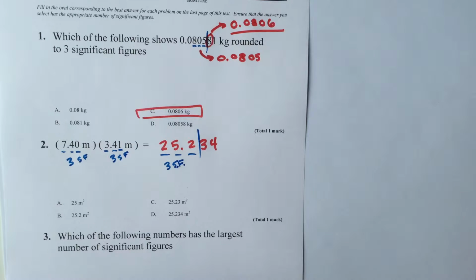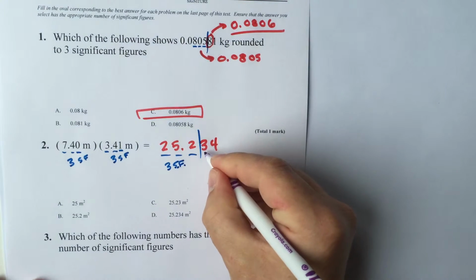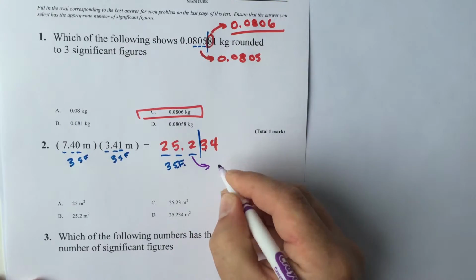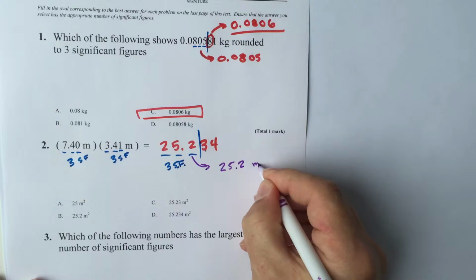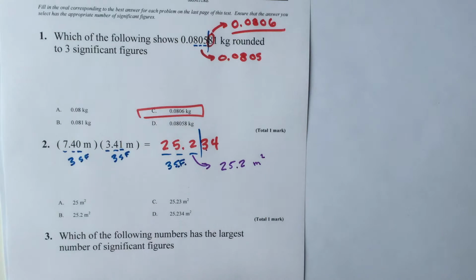We would round down in this case. Since this 3 is 4 or less, we would round down to 25.2. We have meters times meters, right? Meters squared. All right, so we have 25.2 meters squared.